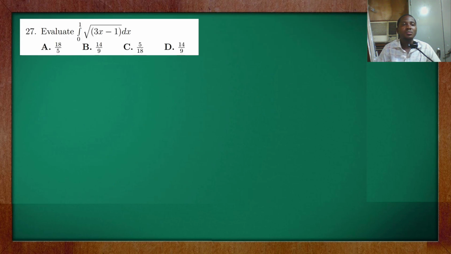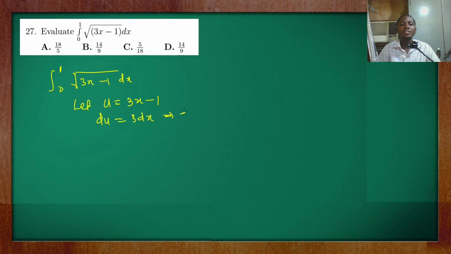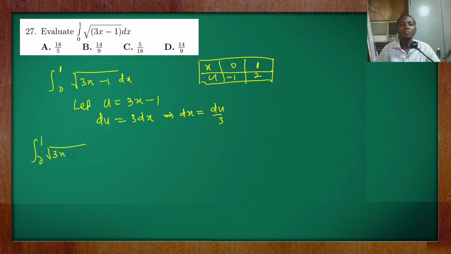So here in this question we are asked to evaluate the integral. So here we have the integral from 0 to 1 of the square root of 3x minus 1 dx. Okay, so here we say let our u be equal to 3x minus 1. That means our du is 3dx. That means our dx itself is what? du over 3. Okay, so that means we need to change our limit of integration from x to u. So when x is 0, u will be minus 1. And when x is 1, u is 2. So that means that here we have the integral from 0 to 1 of the square root of 3x minus 1 dx to be equals to the integral from minus 1 to 2 of square root of u du over 3.